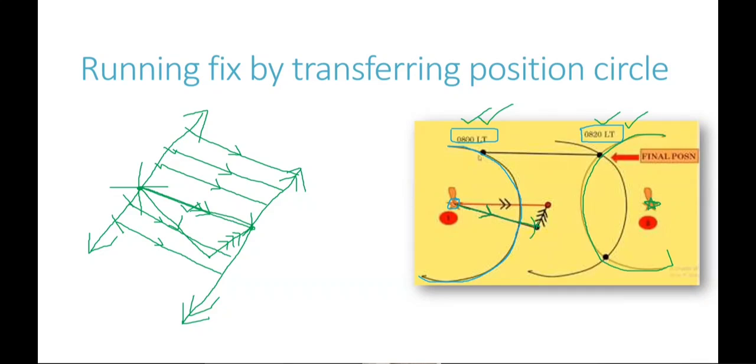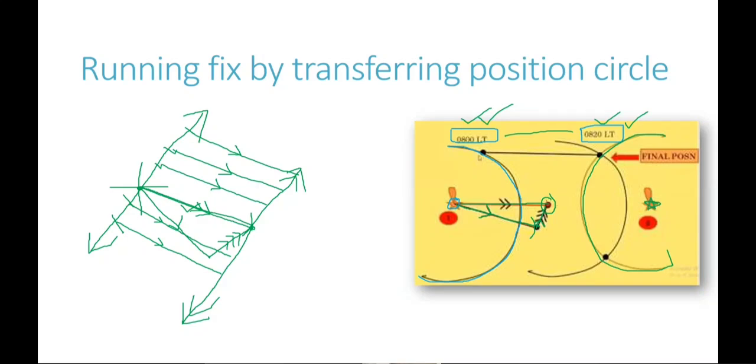Then you apply the current. The current is given in these questions. The set and rate, or set and drift, of the current is given to us. So you apply the current. Current is also applied for the same time, in this case, 20 minutes. You reach your estimated position. You can draw the CMG also. Now this estimated position is the center of your transferred position circle.